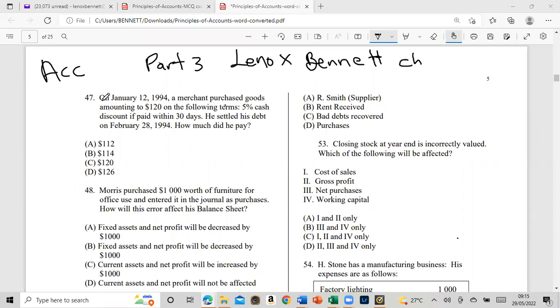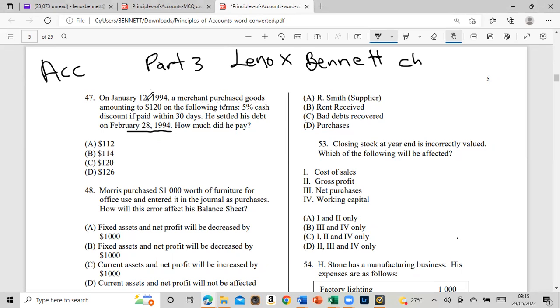Alright, so we're at 47. On January 12, 1994, a merchant purchased goods amounting to $120 on the following terms: 5% cash discount if paid within 30 days. It is dated February 28th, so be mindful of the dates. How much did he pay?